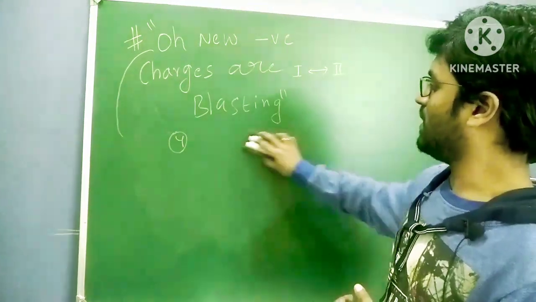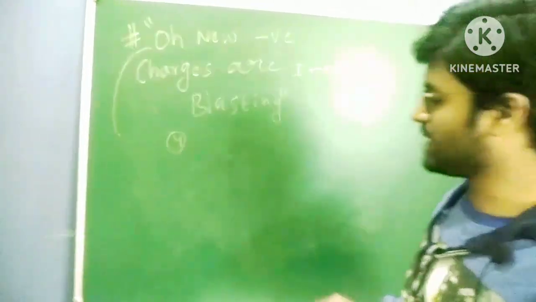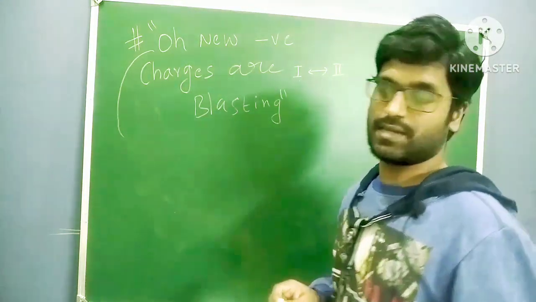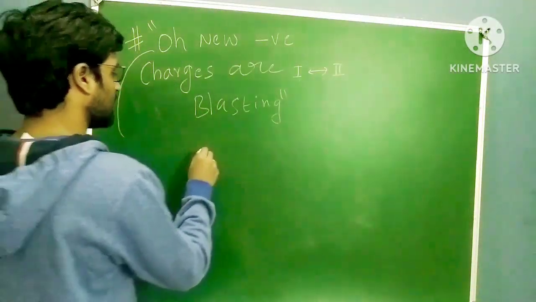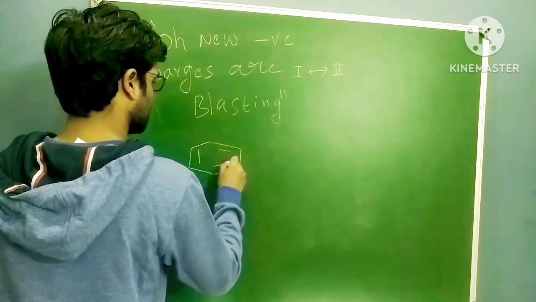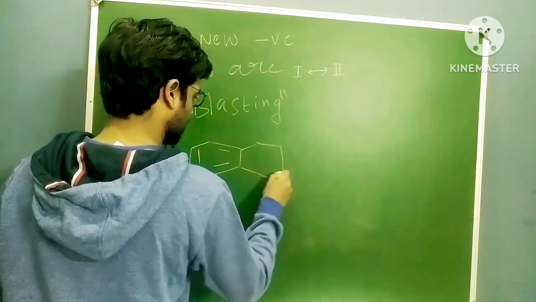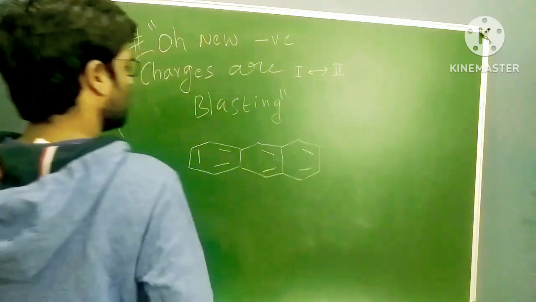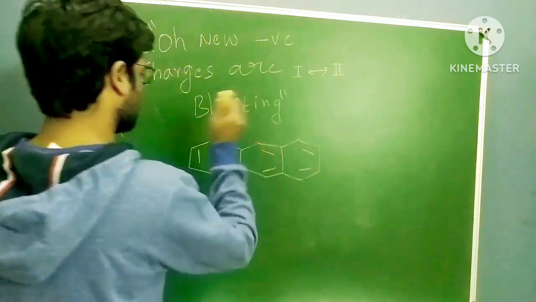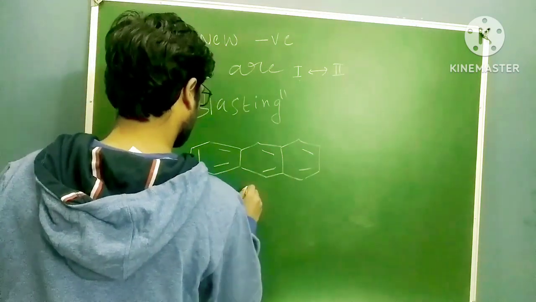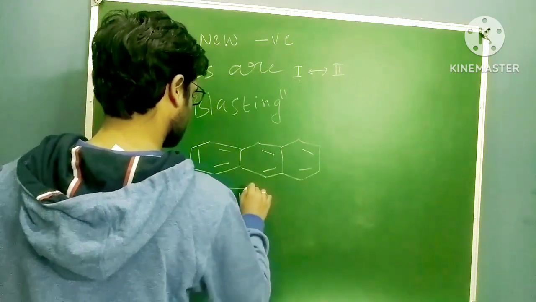Next, last: benzenoid compounds. Benzenoid compounds means the compounds which are having a benzene ring. So what is this? Suppose I am taking the anthracene structure. Anthracene. So I am taking this structure first. Okay, I can write the same structure like this. I can write this same structure like this. I can write the same structure like this.